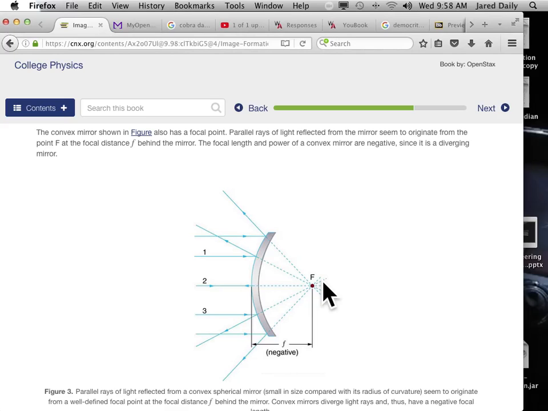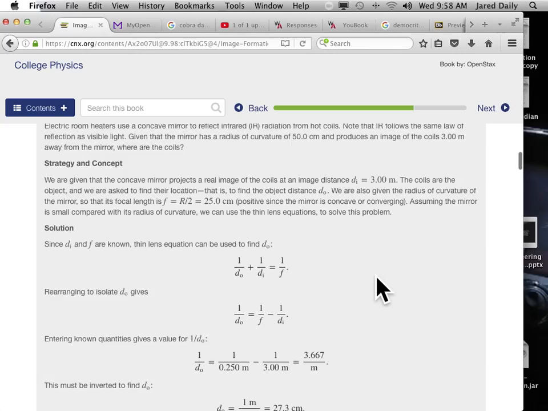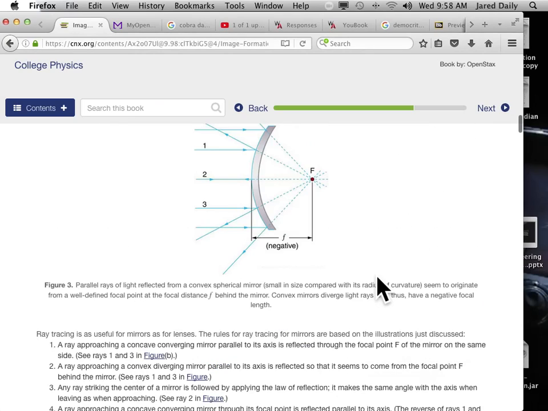Actually, I think they have a picture in the book. You have surface mirrors? What's that? You have surface mirrors? Yes, I do. Oh, they don't have a picture.